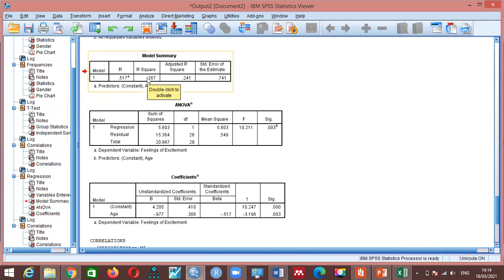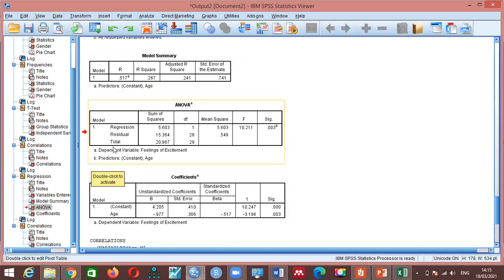Okay. So the adjusted R square is telling us that when every other extraneous variable, all other factors, all other direct or indirect effects that could have happened in this regression, have been taken care of, this is the actual effect that age has on feelings of excitement. 21.4%. So it's not up to 50%, yes. So it's quite a weak relationship or a weak effect. But is it significant? You come to your ANOVA to see the sig value.